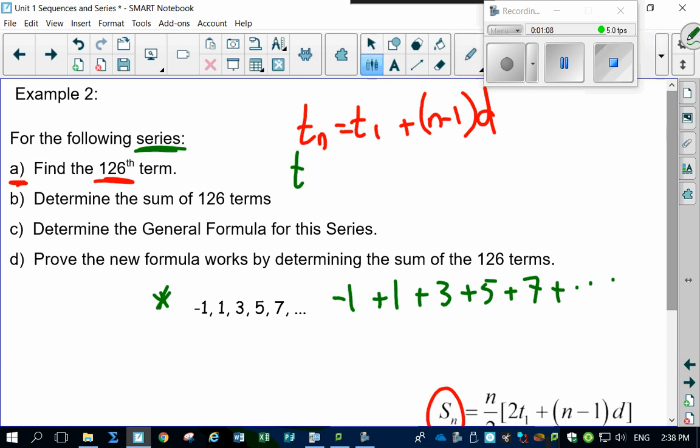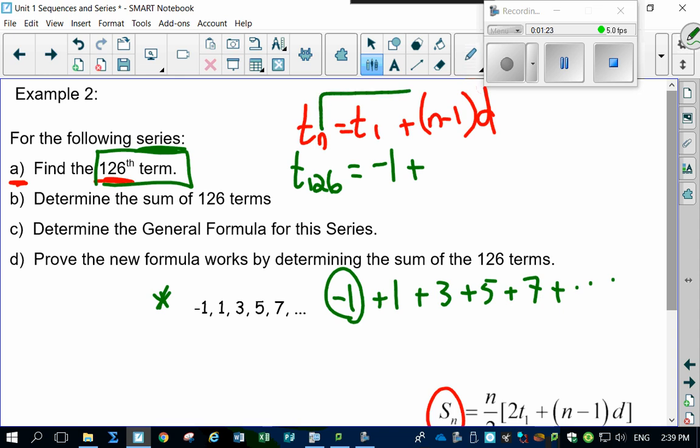Tn, well, that's now T126 because I'm trying to find the 126th term. T1 works out to be -1. Excellent, there it is, the first term. Plus n. Well, that's easy because the n's here always match, so that means n is 126. Minus 1. D, okay, we don't have d. Rats, so that means we've got to figure d out.